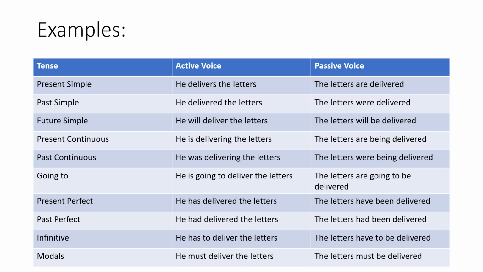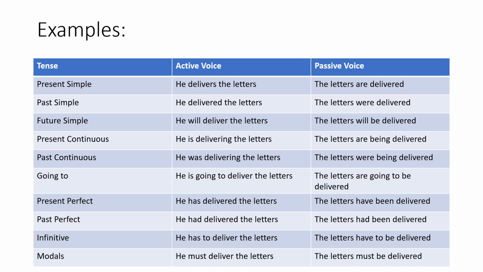In the simple past we have he delivered the letters, and the letters were delivered. In the simple future you can see he will deliver the letters, but in the passive voice the letters will be delivered. In the present continuous tense, in the active sentence, we have he is delivering the letters.